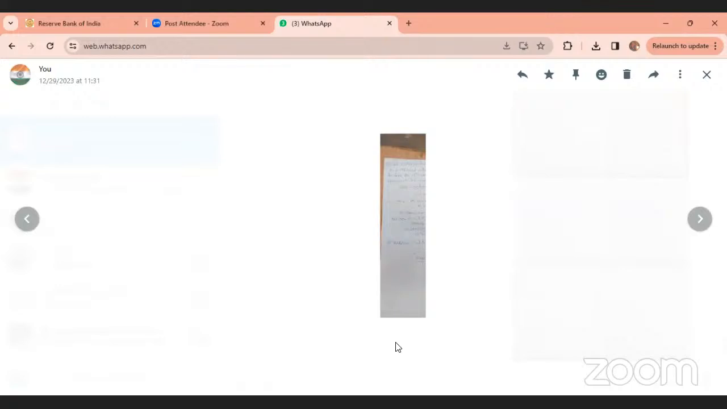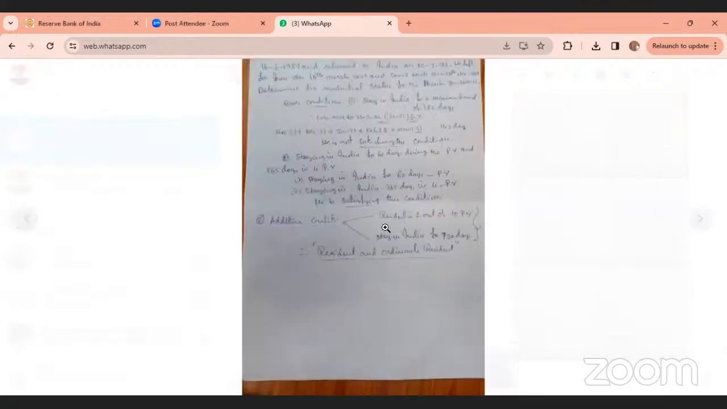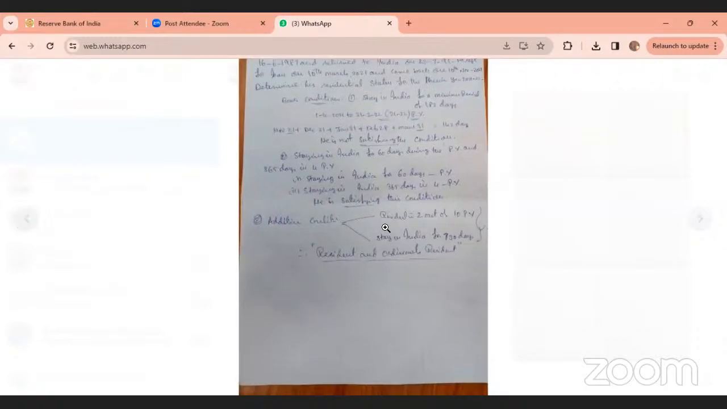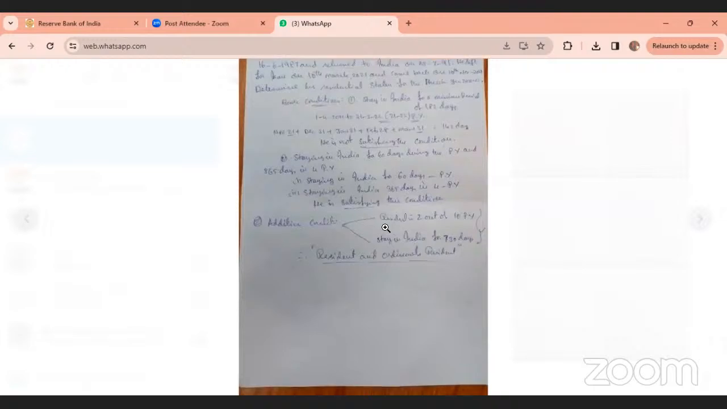So this residential status problem is important for long questions, and for short ones they have to write the basic conditions and additional conditions.